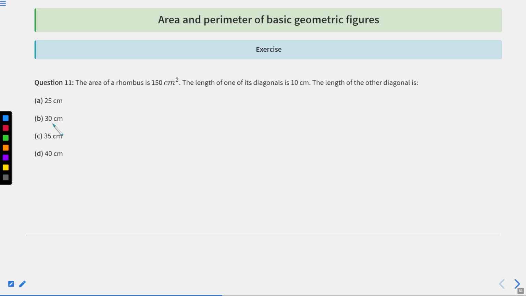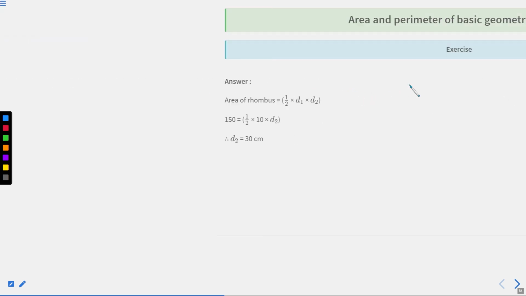So we have question number 11. The area of a rhombus is 150 centimeter square. The length of one of its diagonals is 10 centimeter. The length of the other diagonal is? So a rhombus is given to us. Its area is known to us. The length of one of its diagonals is also known to us. Then we are interested in finding the length of the other diagonal.